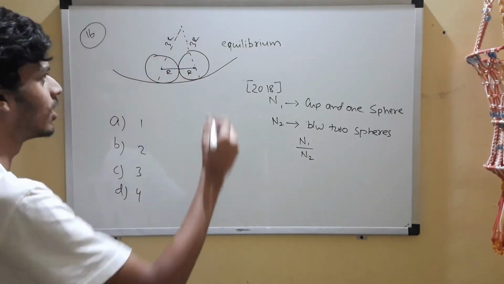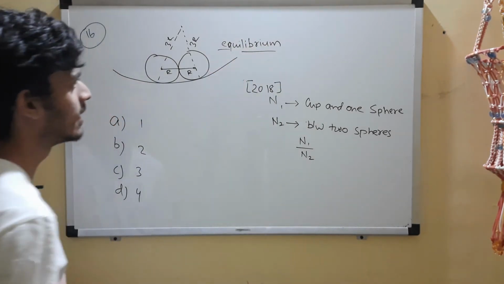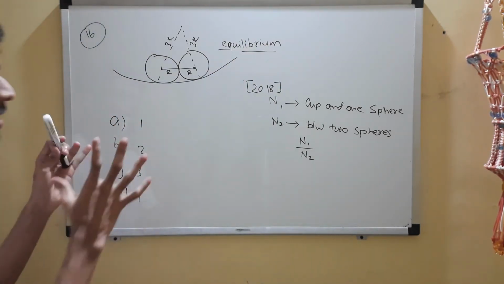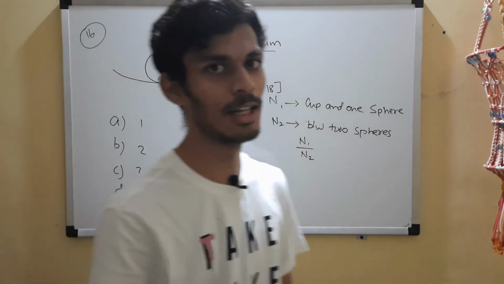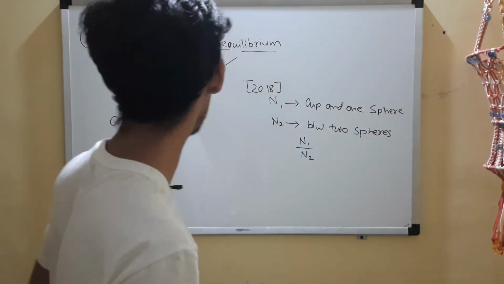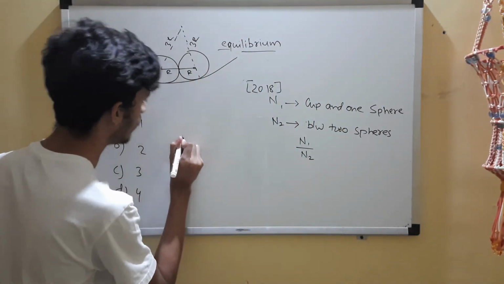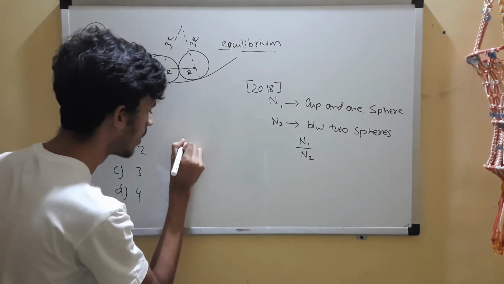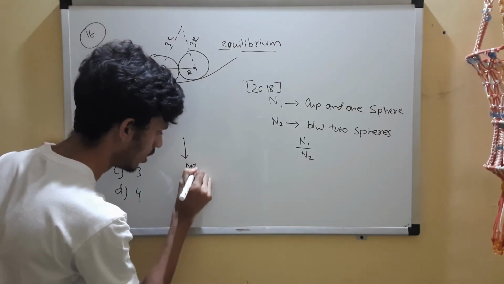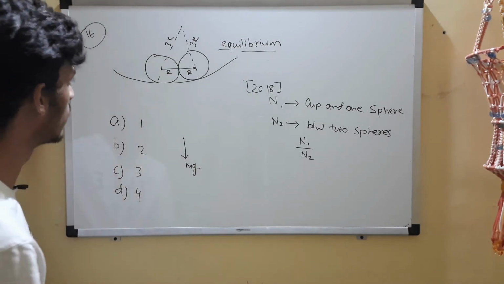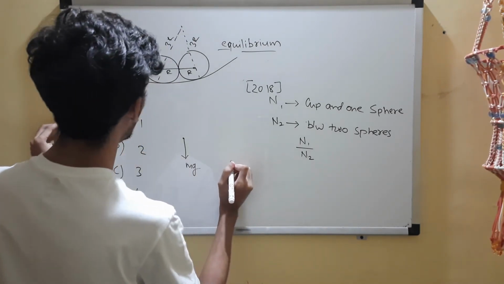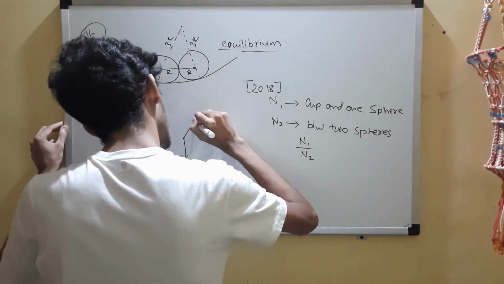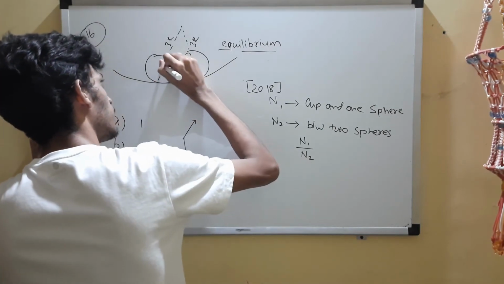So the first thought that should come to your mind, since it is stated that the system is in equilibrium, will be drawing a free body diagram, right? So let's draw a free body diagram for this sphere. mg in the downward direction, let m be the mass of the sphere. And you'll have n1 through the center, right?